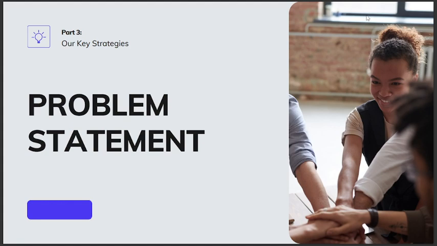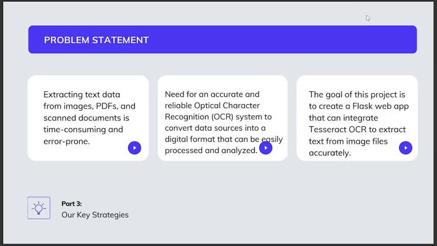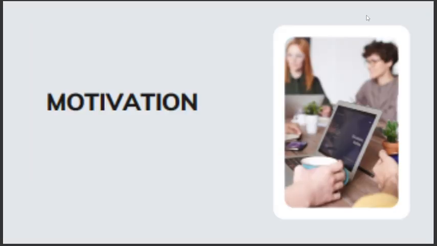Okay, so to get into our problem statement, first of all, extracting text data from images, PDFs, or scanned documents is time consuming and can be error prone since we are humans, and there is a need for an accurate and reliable optical character recognition system to convert data sources into digital formats that can be easily processed and analyzed. So our goal for this project is to create a Flask web app that can integrate Tesseract OCR to extract the text from image files accurately.